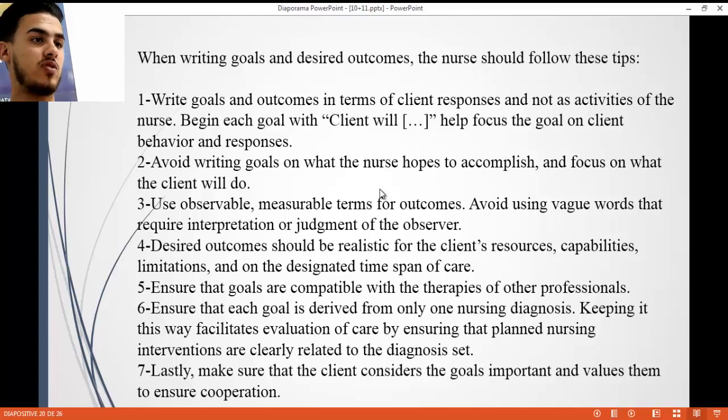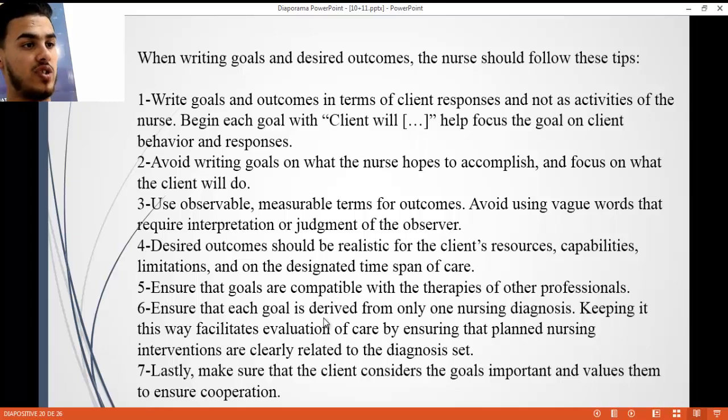Use observable, measurable terms for outcomes. Avoid using vague words that require interpretation or judgment of the observer. So you are obliged to use simple and easy words to make the process easy for the therapist or the doctor to read. Desired outcomes should be realistic for the client's resources, capabilities, limitations, and the designated time span of care. Ensure that goals are compatible with the therapy of other professionals. So you have to write the goals working with the therapist, for professional compatibility.